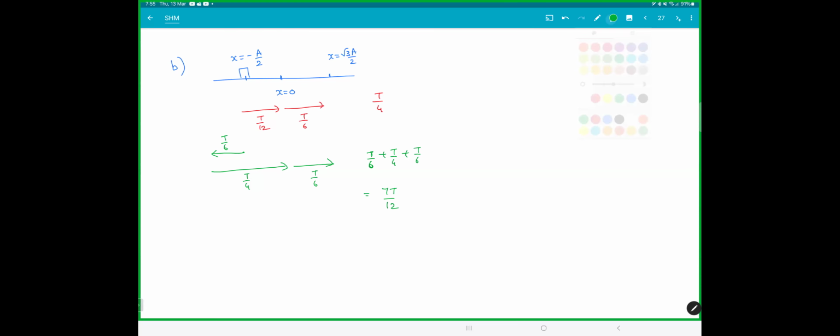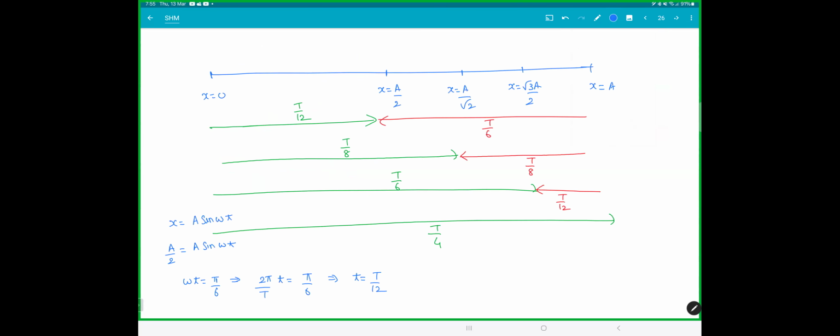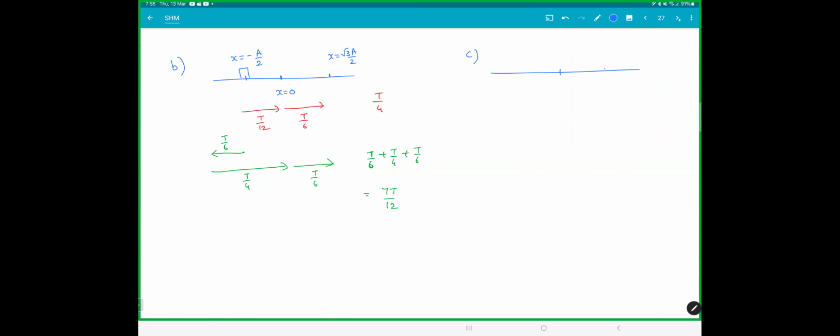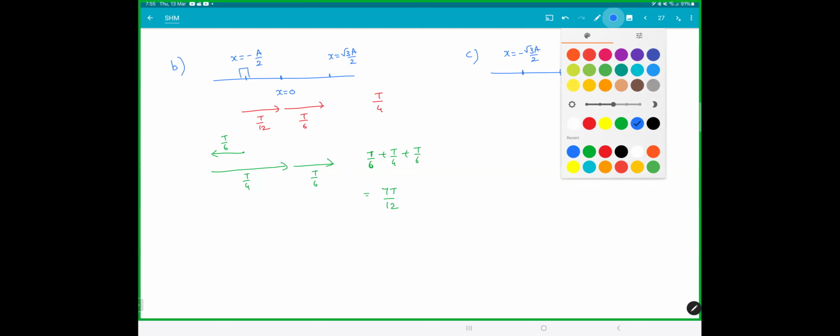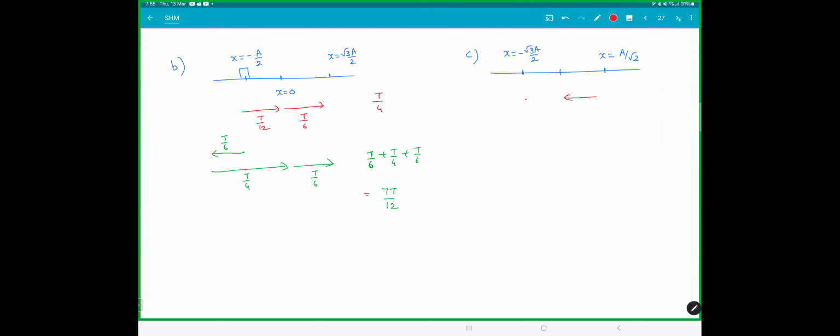So for each section, if you know the time, you can just dump it and finish it off. What about C? A by root 2 to root 3 a by 2. Again, you can go directly, or you could have gone roundabout. Can you tell me the answer for this?